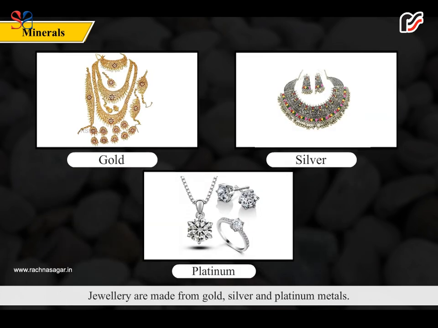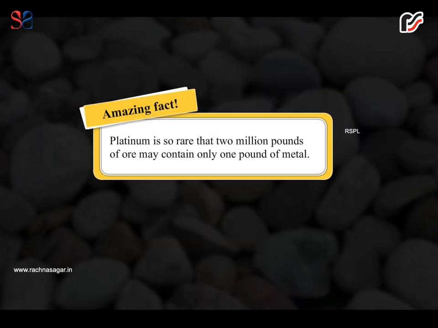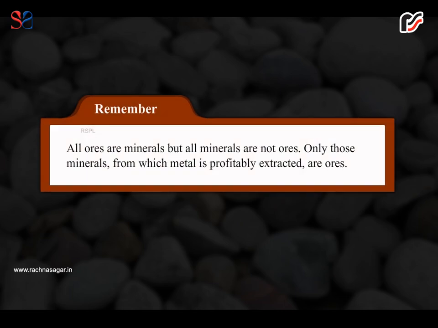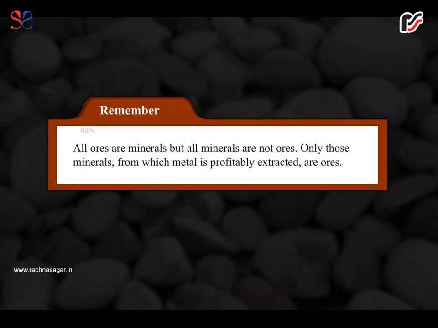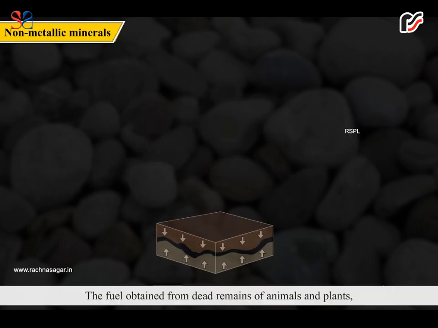Jewelry are made from gold, silver and platinum metals. They are considered as valuable metals. Amazing fact! Platinum is so rare that 2 million pounds of ore may contain only 1 pound of metal. All ores are minerals, but all minerals are not ores. Only those minerals from which metal is profitably extracted are ores.